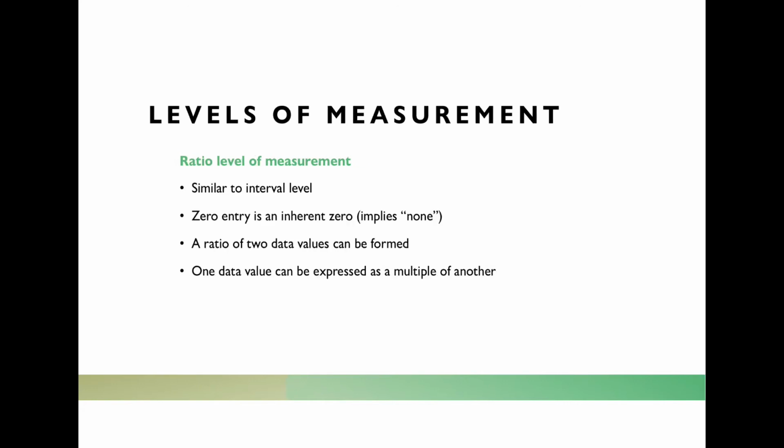which, let's look at that. For the ratio level of measurement, it's similar to interval. There's a very distinct difference between them, but it's a very slight difference. The 0 entry is an inherent 0, meaning nothing, none. A ratio of 2 data values can be formed. So if we create a ratio, it's going to give us actual helpful information. One data value can be expressed as a multiple of another. This ends up being the biggest thing: the 0 entry means nothing, means none. And we'll look at a couple of examples here.